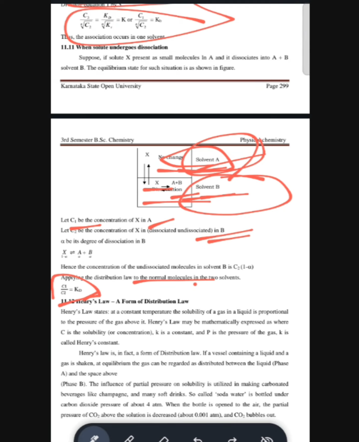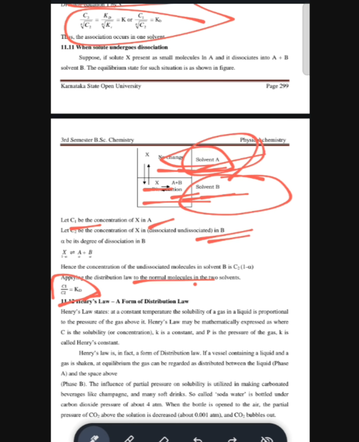Henry's law states that at constant temperature, the solubility of a gas in a liquid is proportional to the pressure of the gas above it. Expressed in a mathematical way, C equals K times P, where C is the solubility or concentration of X molecules, K is the constant, and P is the pressure of the gas.